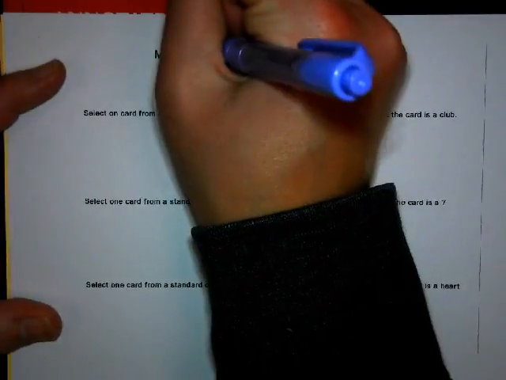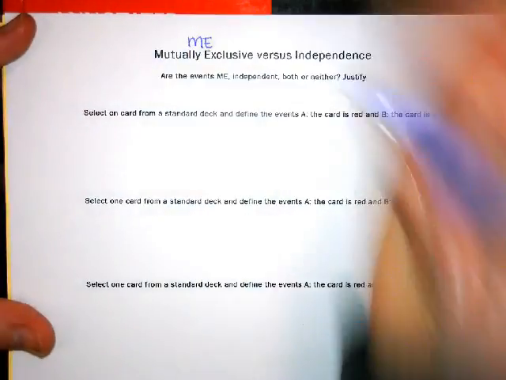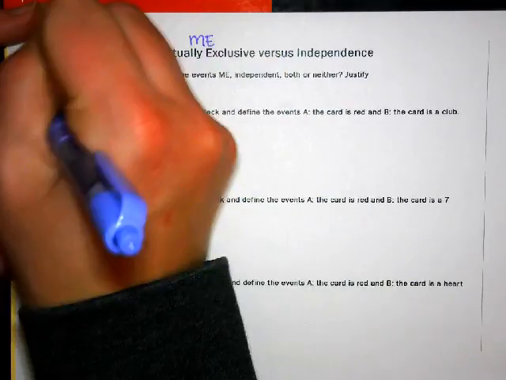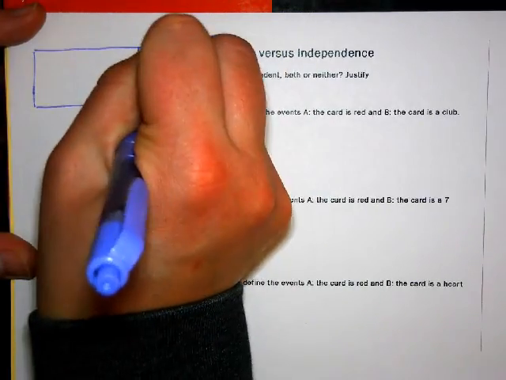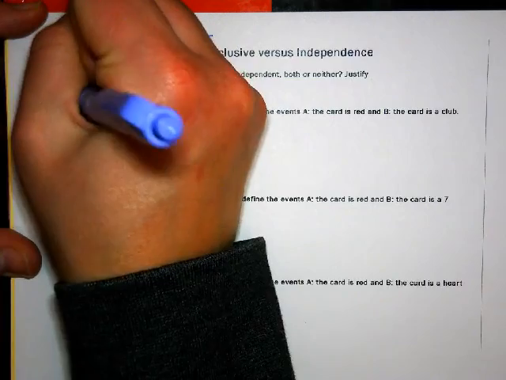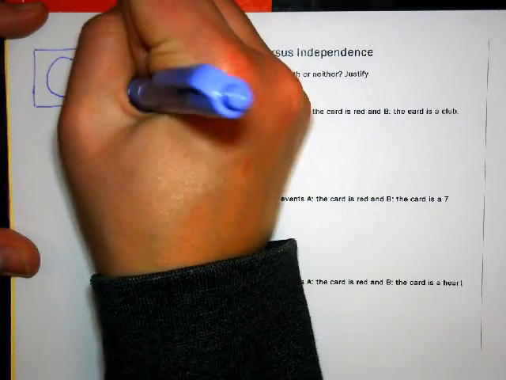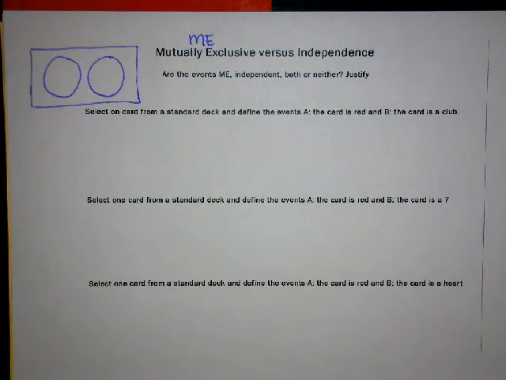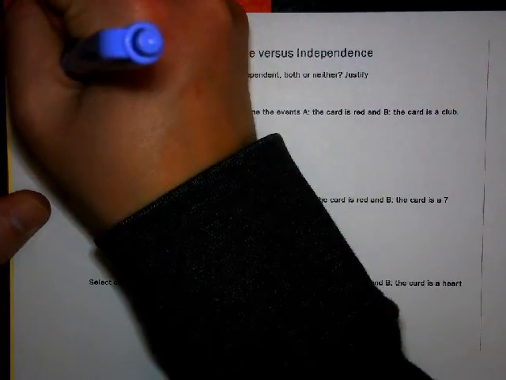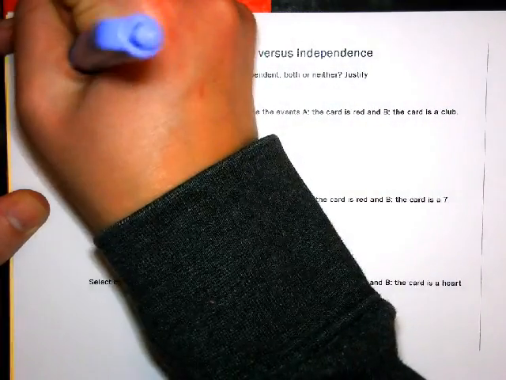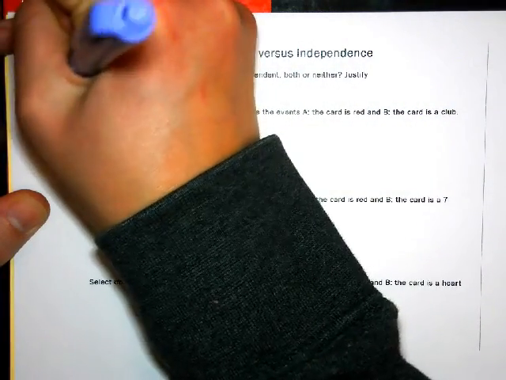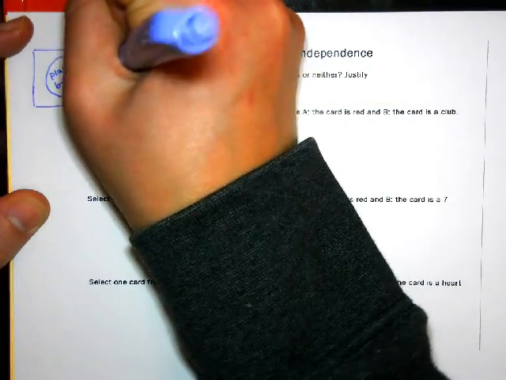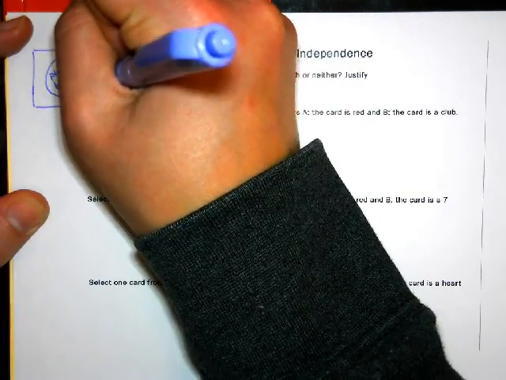So, this is a really stupid one, but it's the one that came to my head. Playing basketball and scoring a touchdown. Those can't happen at the same time unless you're playing some really weird version of basketball. So that's just an example of mutually exclusive.